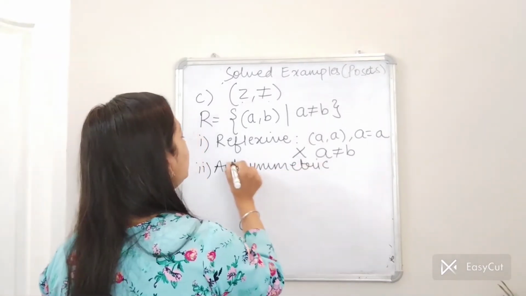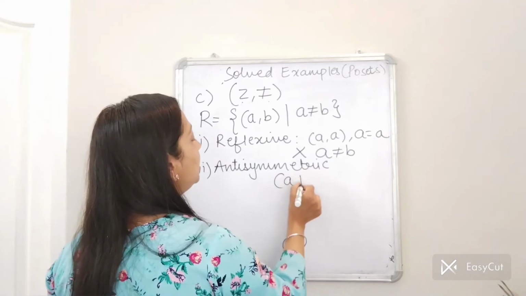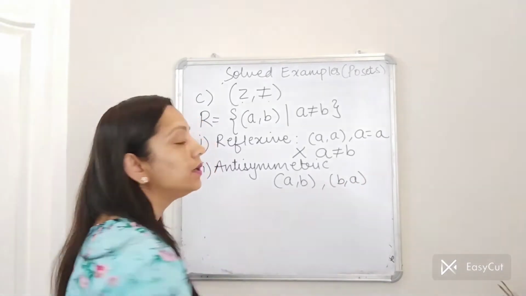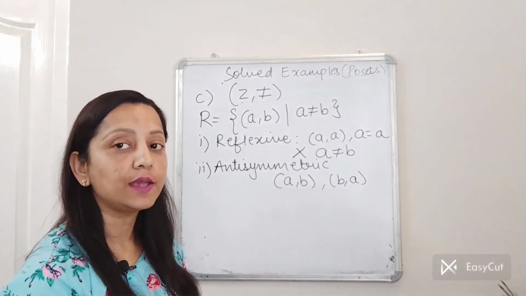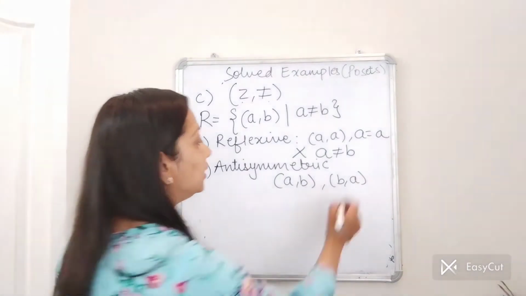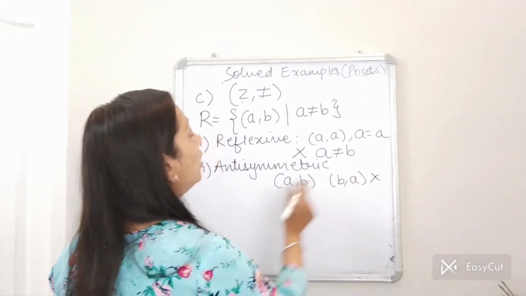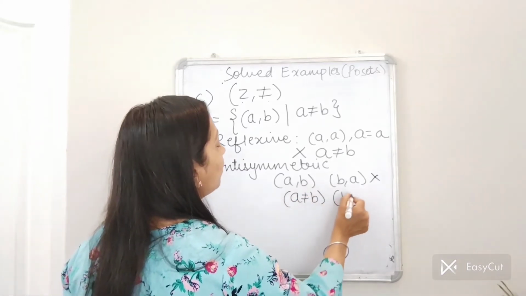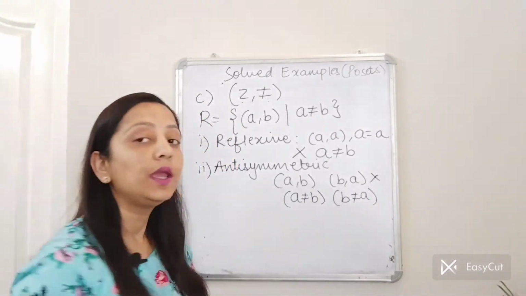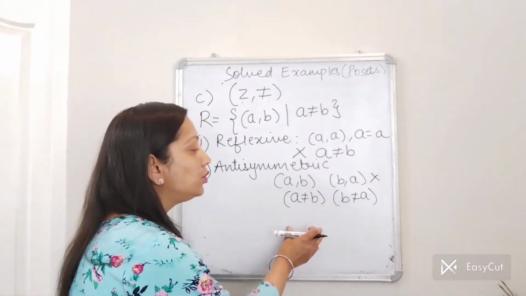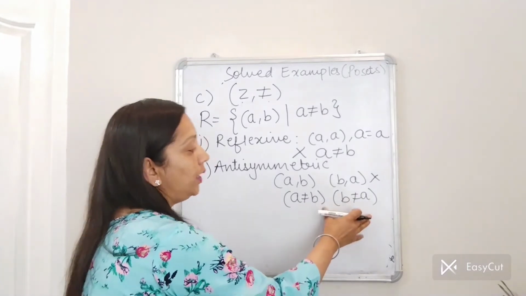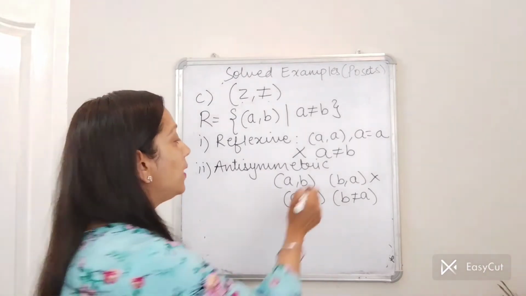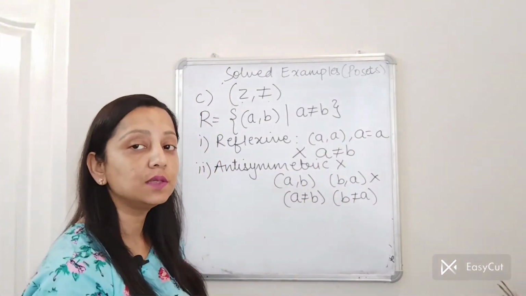Now I know again, to be anti-symmetric, if AB exists, then BA must not exist. And if BA exists, then A must be equal to B, right? So that means if A is not equal to B, it is quite obvious that B is also not equal to A. Yes? Hence, I can say that if AB exists, then BA is also existing. So hence, it is not anti-symmetric.